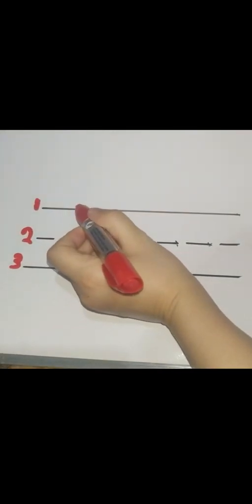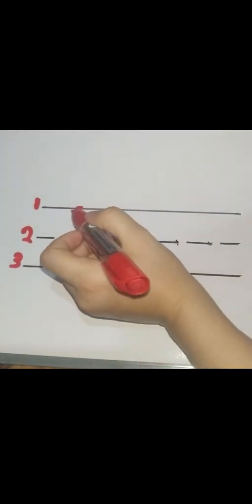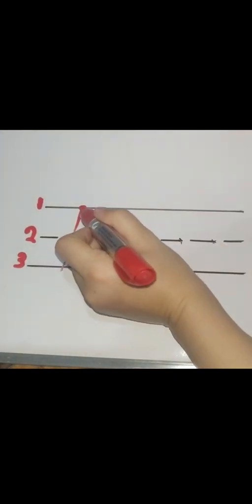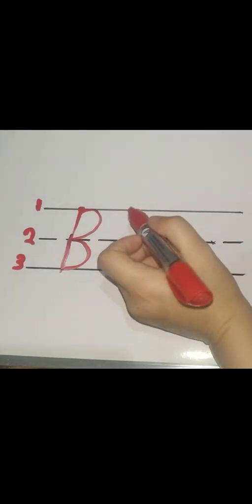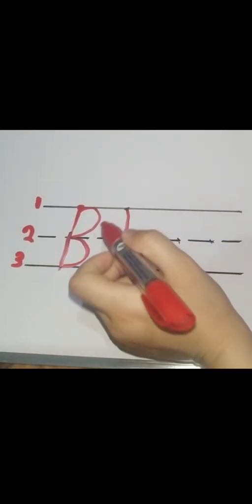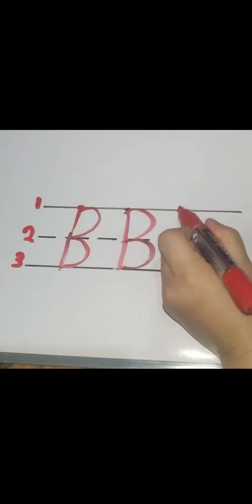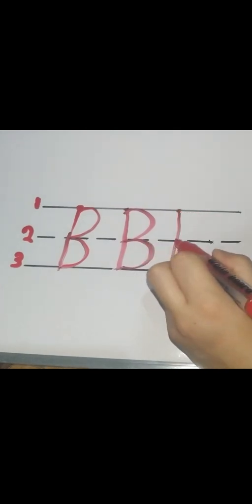From line number 1, do your starting point. And let's write stick down, round and round. One more time from line number 1, stick down, round and round. Wow. Okay, what about the small b? It's also from line number 1. Stick down and 1 round from line number 2. Just 1 round for the small b.